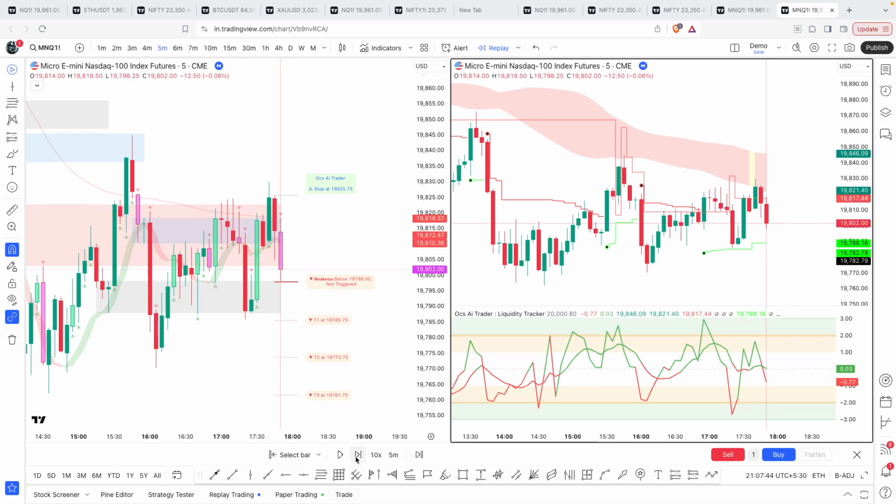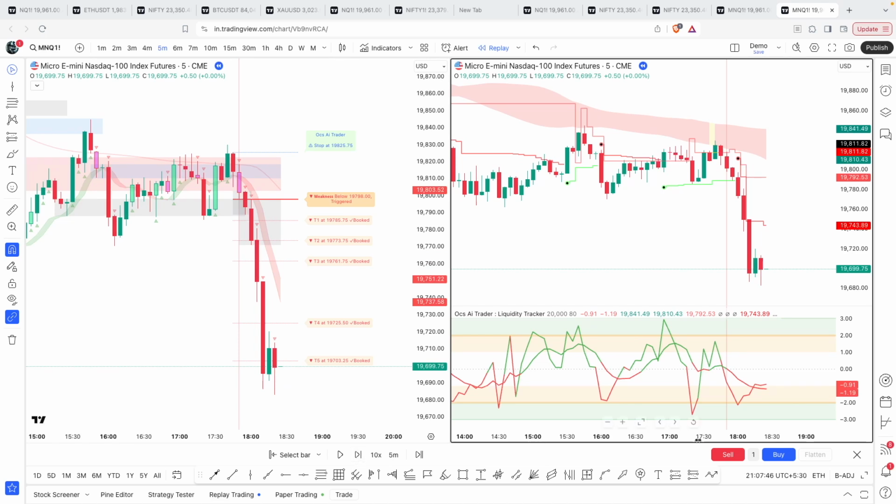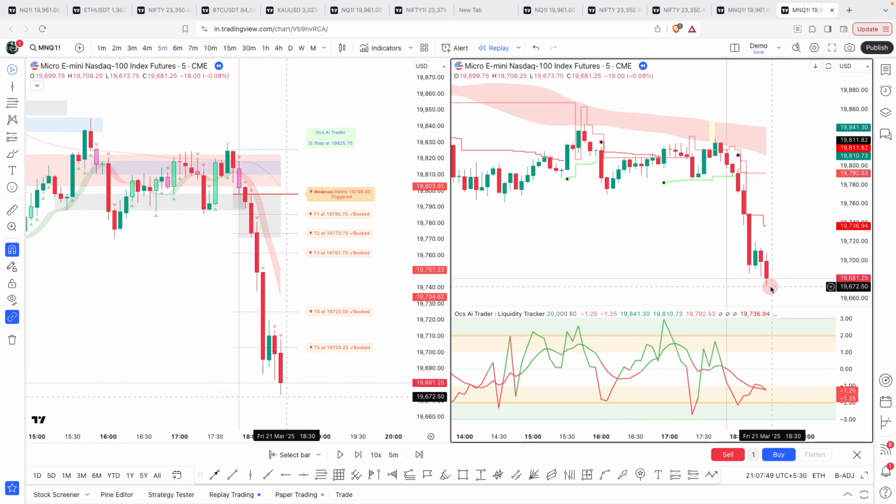Okay, so how would we trade? We would take this trade, and you see, we have maintained or gained a lot of targets over here, right?